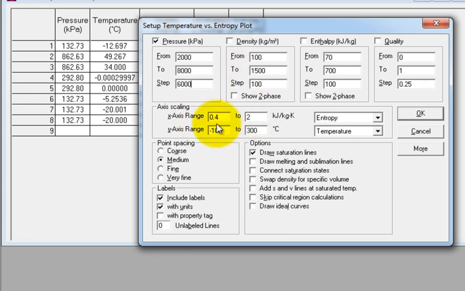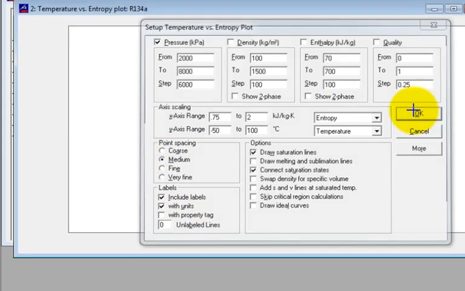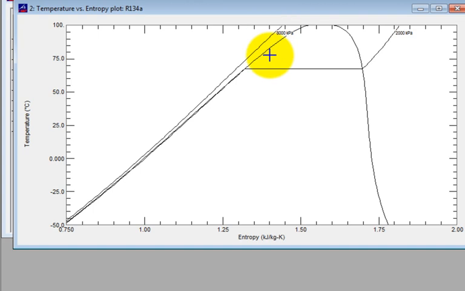Okay, and then the x-axis is entropy. I'm going to plot from 0.75 to 2, which is good. And then the temperature, I'm going to plot from negative 50 to about 100 degrees C. I've played with it. I know what I want to do before I come in and show you. Now, if I connect to saturation states, it'll draw flat lines in the dome. If I don't, it won't show the flat lines in the dome. So I know there's more to look at and investigate, but it's a temperature entropy diagram. There's my 2,000, 8,000. There's one line going through the dome.